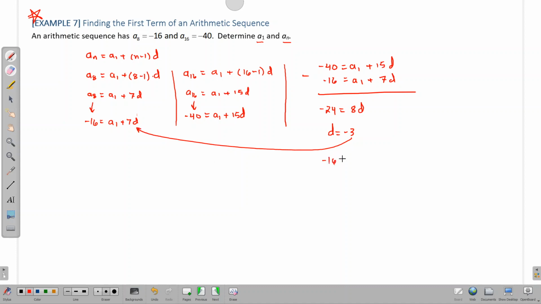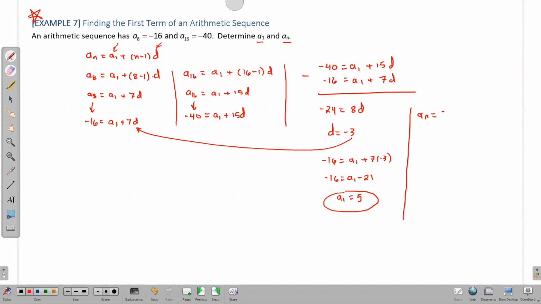So negative 16 equals A1 plus 7 times negative 3. So negative 16 equals A1 minus 21. Add the 21 to the other side, and you get A1 is equal to positive 5. Okay, so we now have the first thing they asked for. Then they asked for the A sub n expression. So we have all the pieces for it. We just needed D and A1. So if we plug the A1 in here and the D in here, we can get our explicit formula.